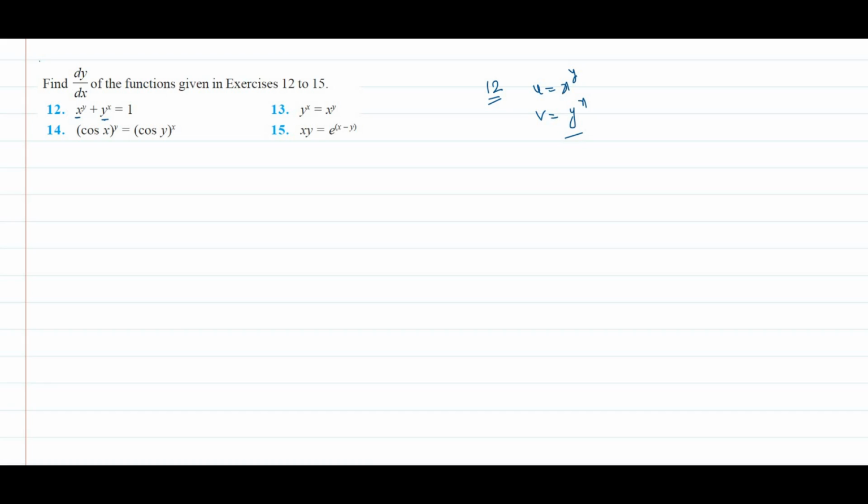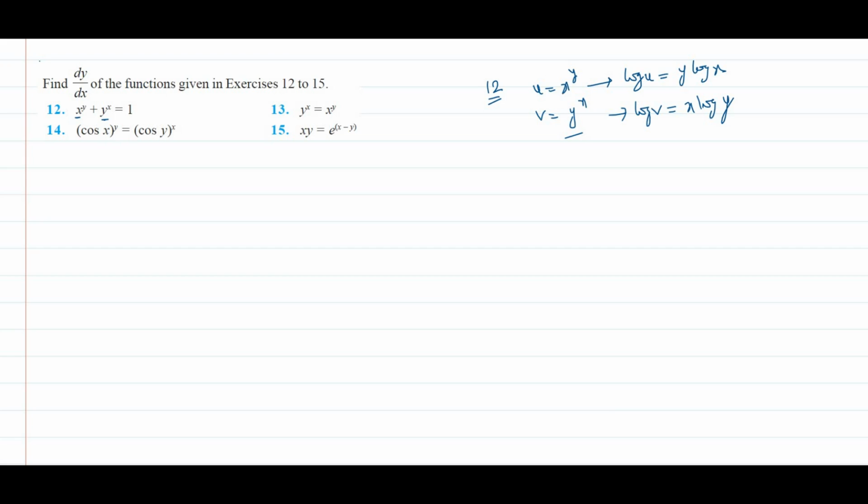So what is du by dx? For that I need to take log of u. Log of u is equal to y log of x, and here log of v is equal to x log of y. Let me differentiate each of this with respect to x. See, you can differentiate it with respect to y as well, and that won't change any of the answers. That would be the same.